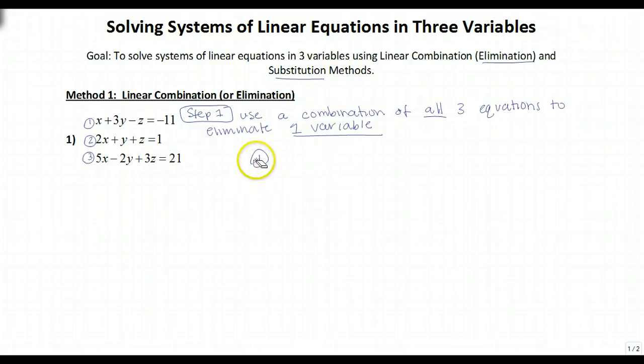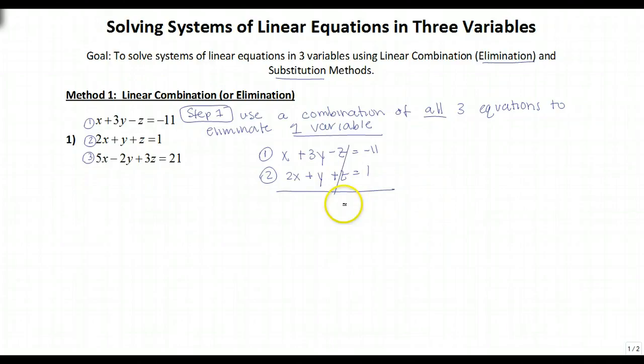My first set, I'm going to use just equations 1 and 2. So that is x plus 3y minus z equals negative 11, and 2x plus y plus z equals 1. So those are my two equations. And I chose 1 and 2. Well, I always start with 1 and 2 because I'm going to have to use them at some point. This one's easy. I'm going to choose to eliminate z because they're already ready to go. So adding, I got 3x plus 4y equals negative 10.